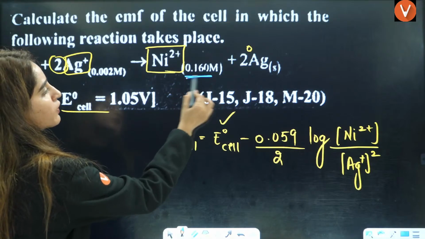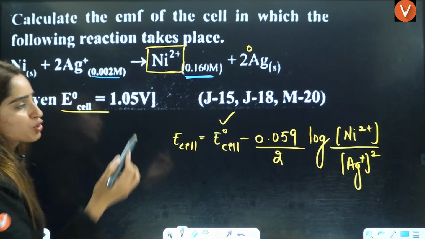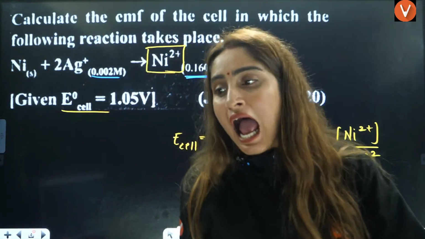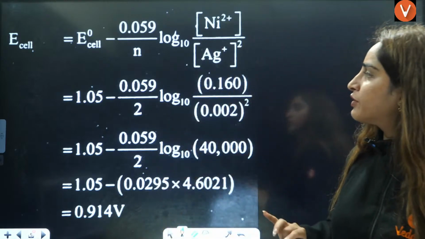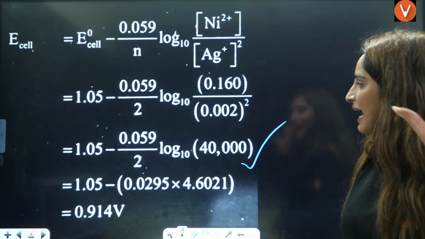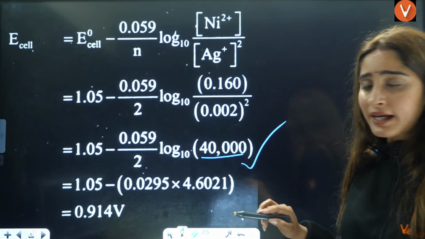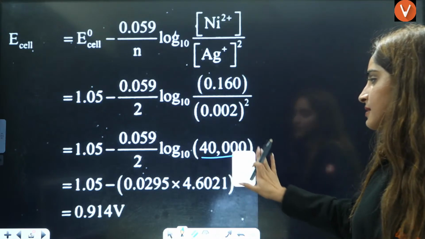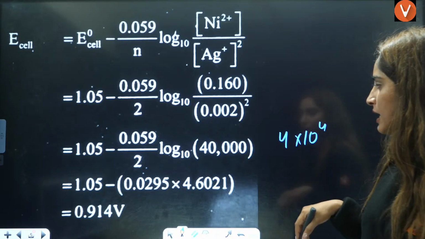Nickel 2 positive is given to be 0.16 and here it is given to be 0.002. You just put the values and eventually you will get the answer here, right? That's it. Is there any problem over here? Once you solve this, that will be 40,000. You can also write it as 4 into 10 raised to power 4, right?